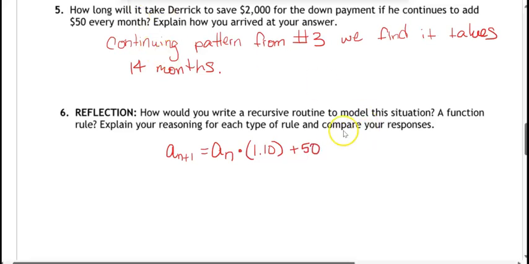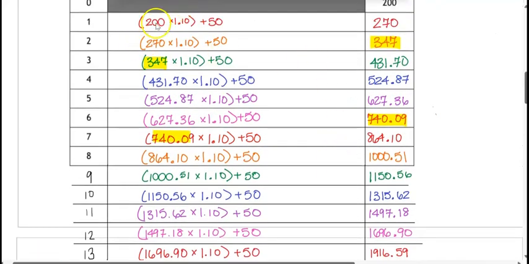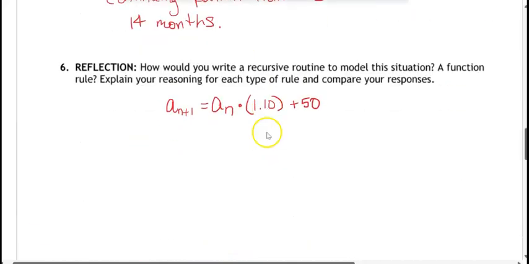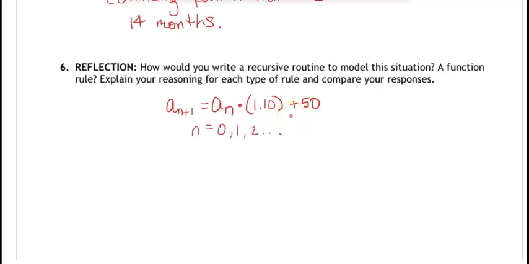If you notice, this is exactly what we did in this table right here, where we took the previous amount from the month before, multiplied it by 1.10, and added 50 every single time. So month before times 1.10 plus 50 gets us the next month. So that's exactly what we have here. And then it would be n equals 0, 1, 2, et cetera, and a sub 0, that initial value, is 200. So this right here would be our recursive rule.